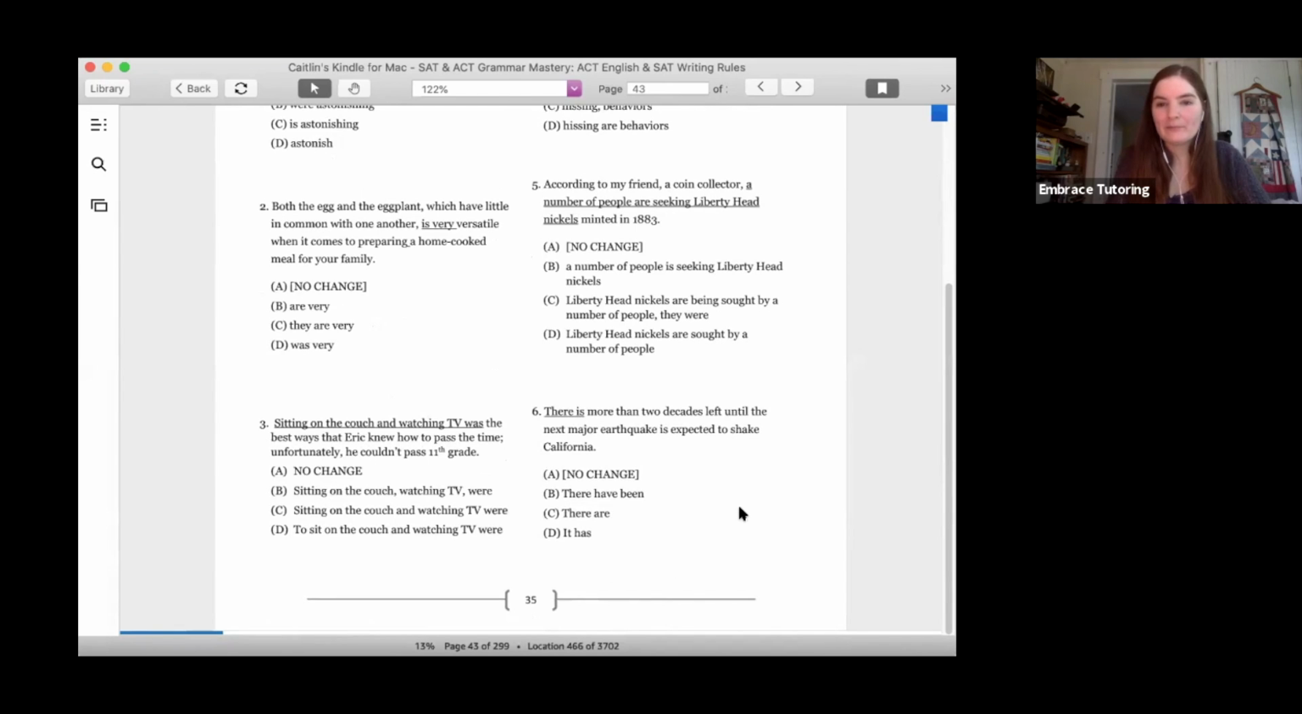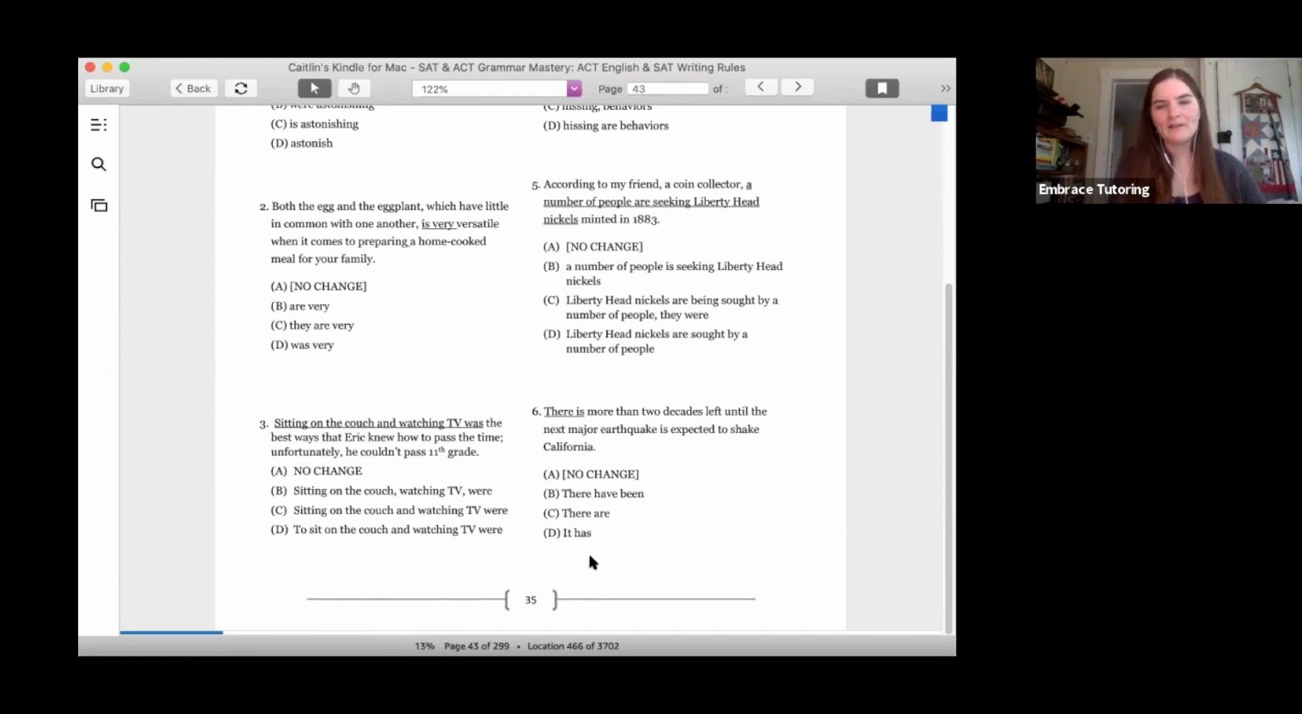Let's look at 6. Okay, so there is more than 2 decades left until the next major earthquake is expected to shake California. So we have A, which is keeping it as is. B, there have been more than 2 decades left until the next major earthquake is expected to shake California. C, there are more than 2 decades left until the next major earthquake is expected to shake California. And for D, it has more than 2 decades.